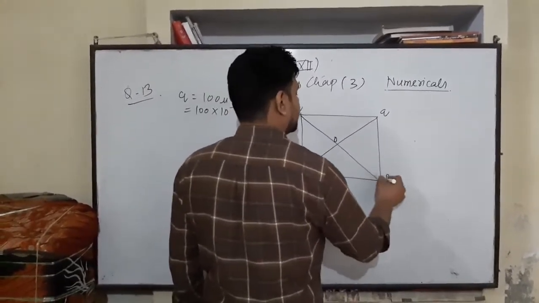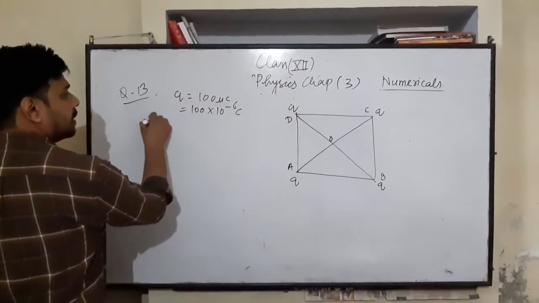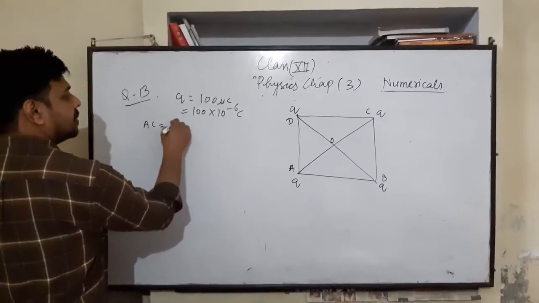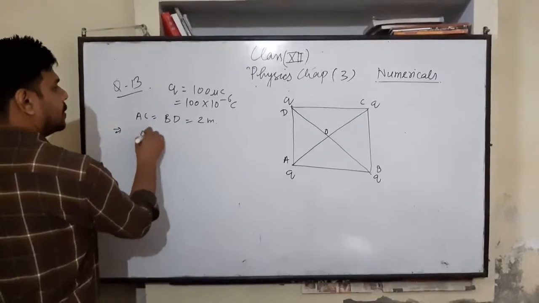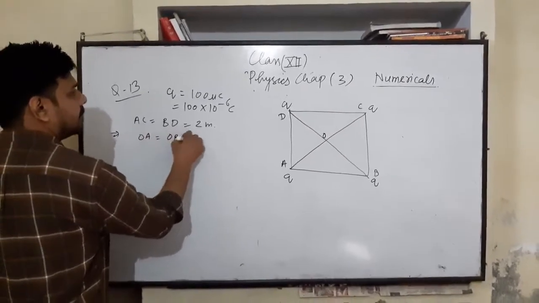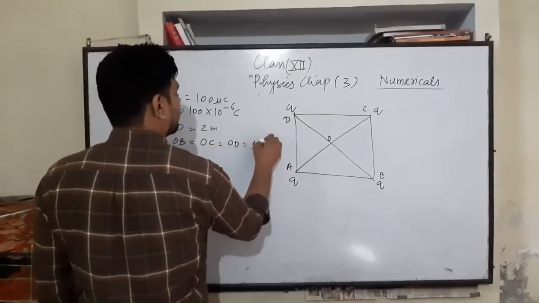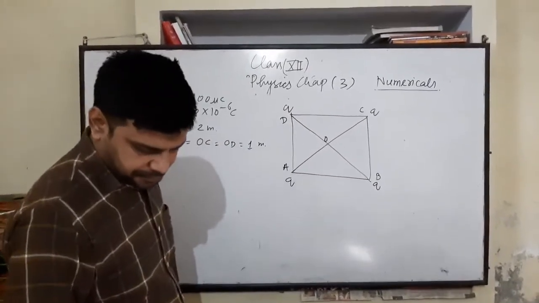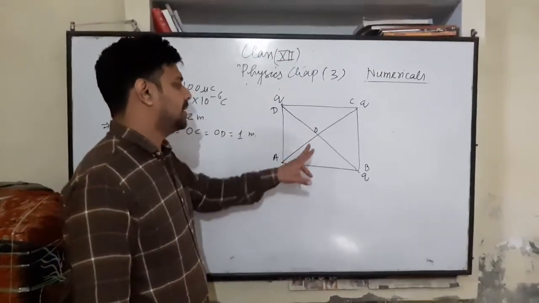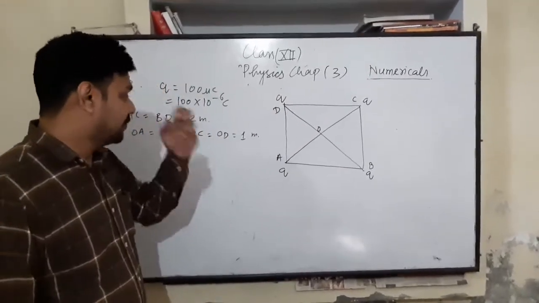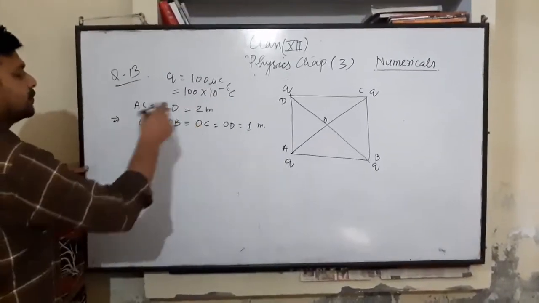A, B, C and D. AC is equal to BD, 2 meters. So OA, OB, OC and OD are 1 meter. Now we have to find the resultant potential at this point. So we will find the potential due to each charge at the center of this square.